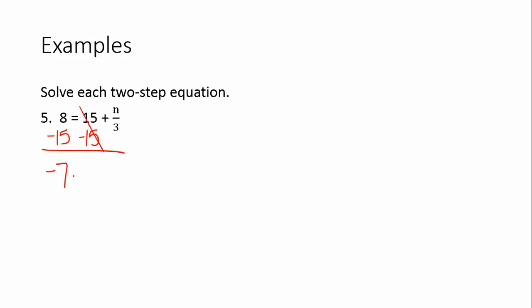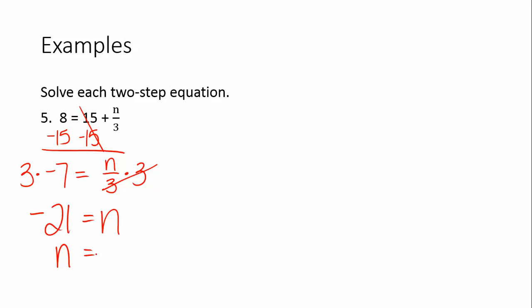That's negative 7 equals n over 3. So we're going to multiply both sides by 3. And that's going to give us negative 21 equals n. You can rewrite it and put the n on the other side if you like, or if you're more comfortable with that, or the variable can stay on the right. But n equals negative 21.